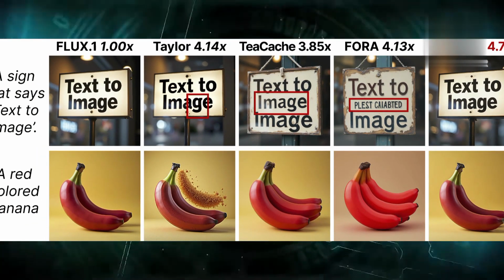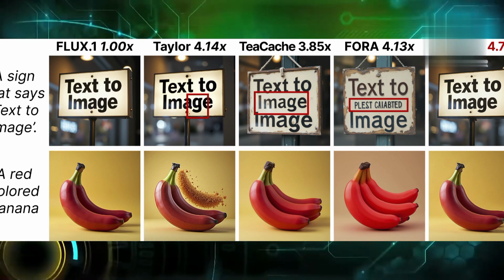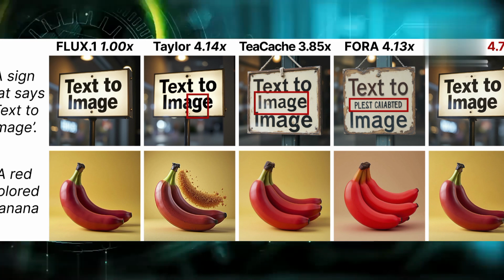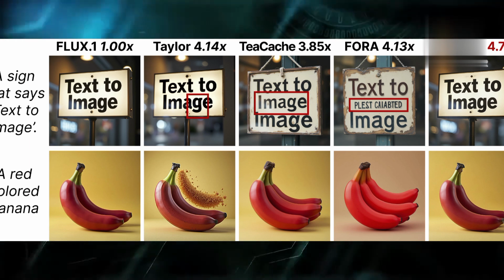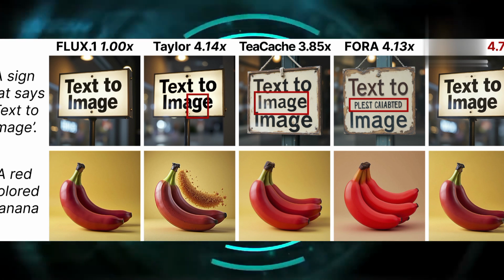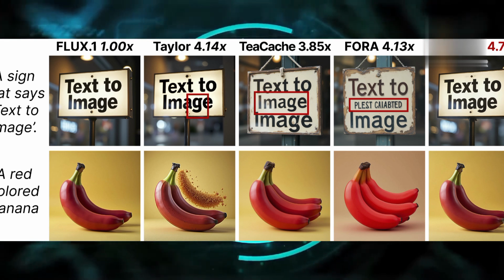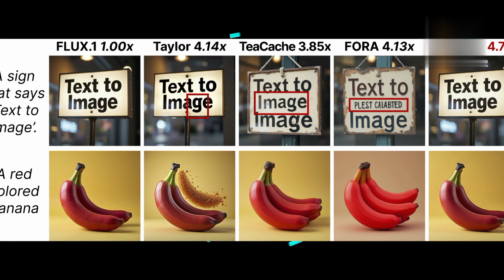Here you can see, compared to Flux, Taylor, T-Catch and Fora, Spectrum is outperforming in accuracy. It has a 4.7% better result compared to other models like Flux, Taylor, T-Catch as well as Fora. This makes this model very powerful. The lighting effects and shadows also look very realistic compared to others in Spectrum.